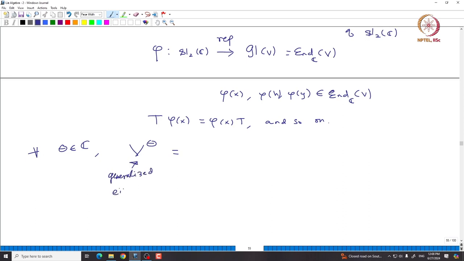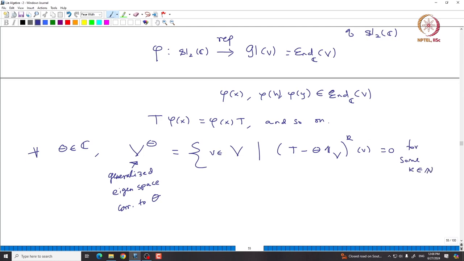corresponding to theta. So what it is: those vectors v in capital V such that when I take T minus theta identity on V, some power of that kills this vector v, for some k in Z plus.